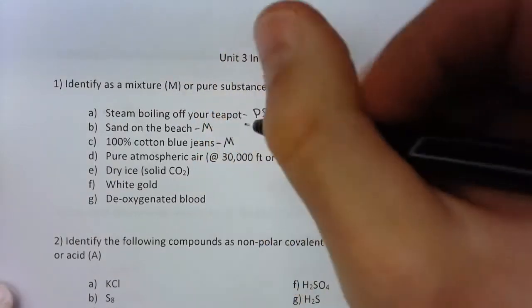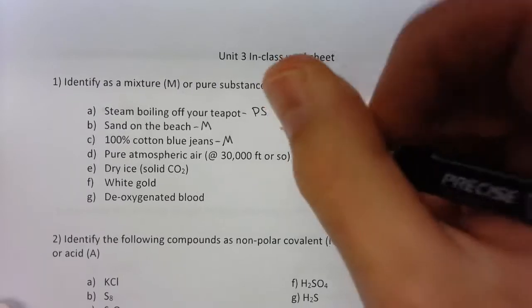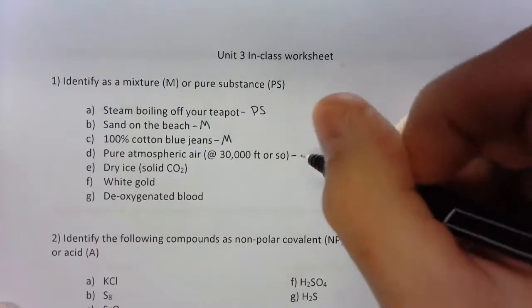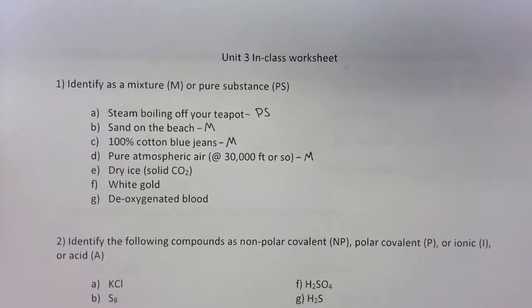100% cotton blue jeans, this is a mixture. Cotton is white, blue jeans are blue, so you must consider the fact that there is dye added to the cotton, and that is part of what makes this a mixture. Pure atmospheric air, this sounds like it could be a pure substance, but in fact it is not. It is a mixture. There's lots of things in air: nitrogen, oxygen, helium, argon. There are aerosols, there are dust particles, all sorts of things that comprise air.